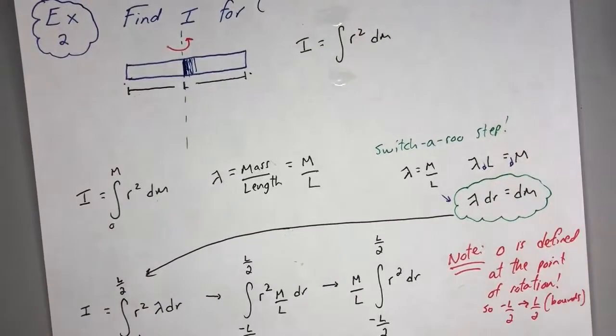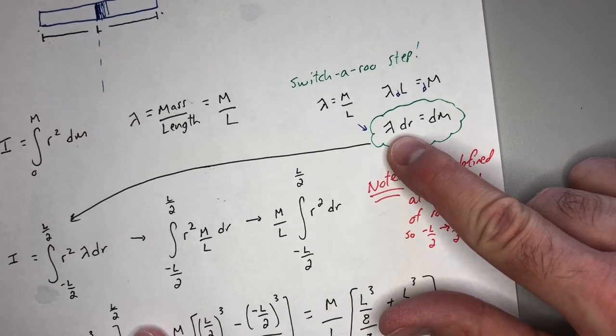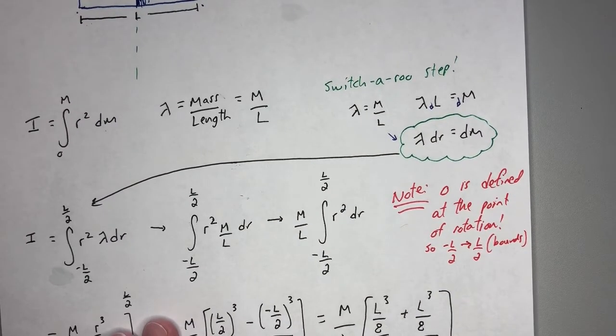And I will say, we're going to do an example where lambda is actually a function. And so then you can't pull it out in front like the M over L. It's part of your integral. But we're not going to do that right now. We'll do it a little bit later.